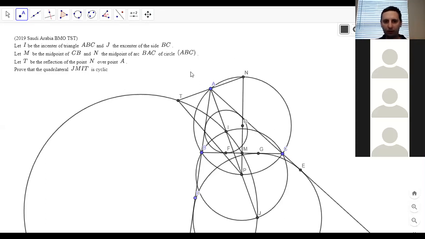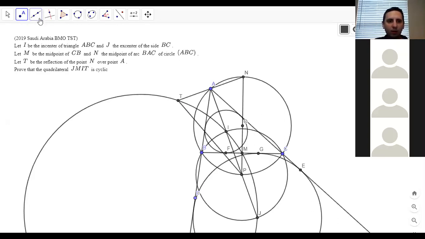So we're still on the first problem. You have a triangle with incenter I, then you have the midpoint of side BC. And then you reflect this point N over point A. And you want to show JMIT is cyclic. So that's what we have so far.